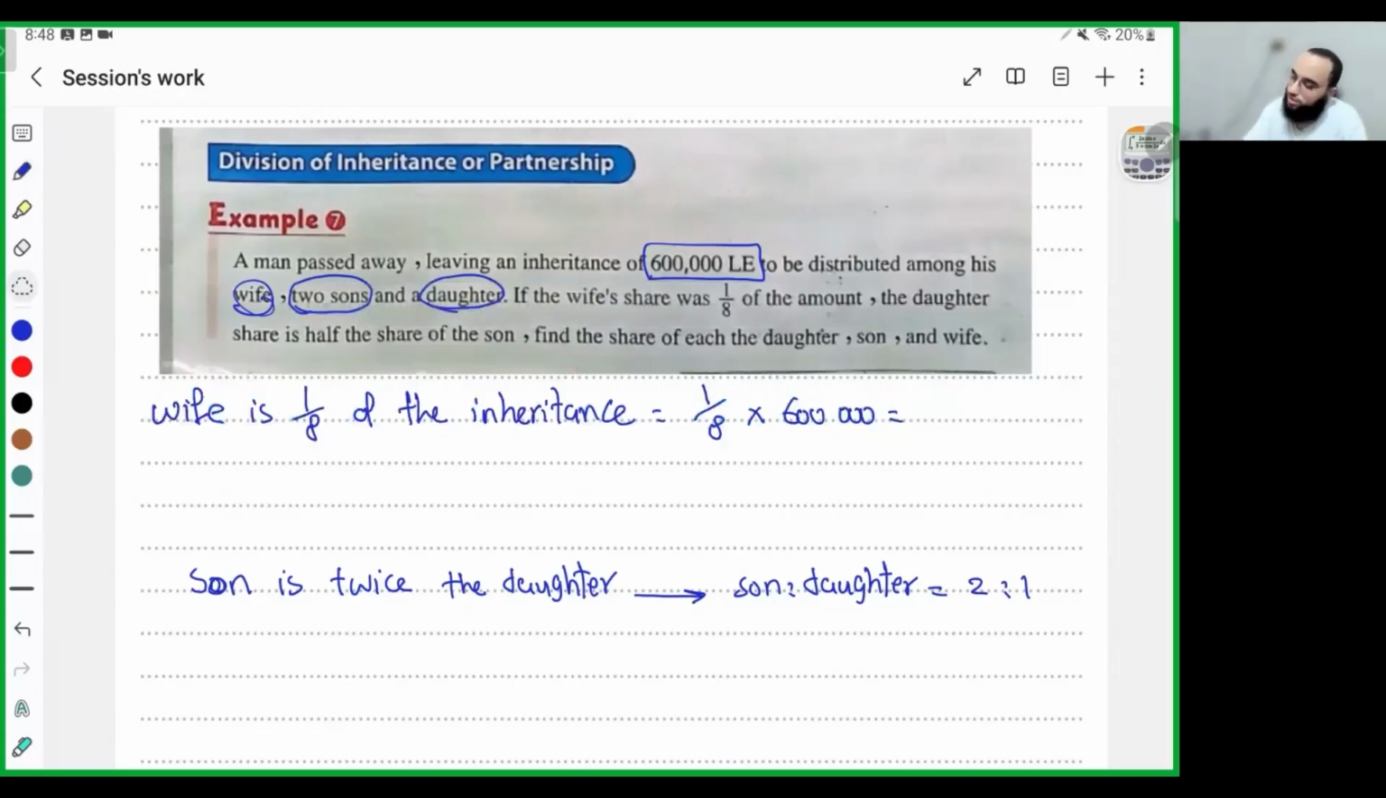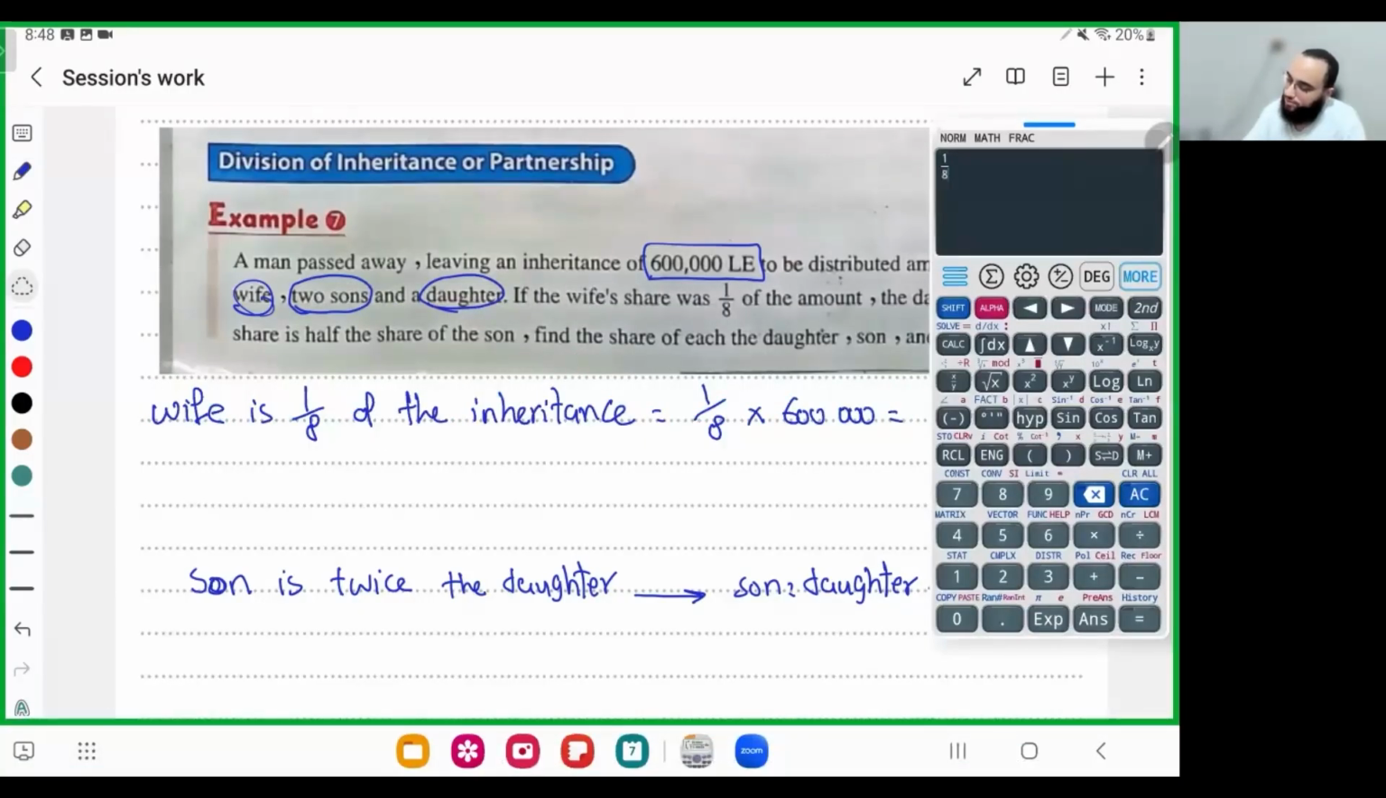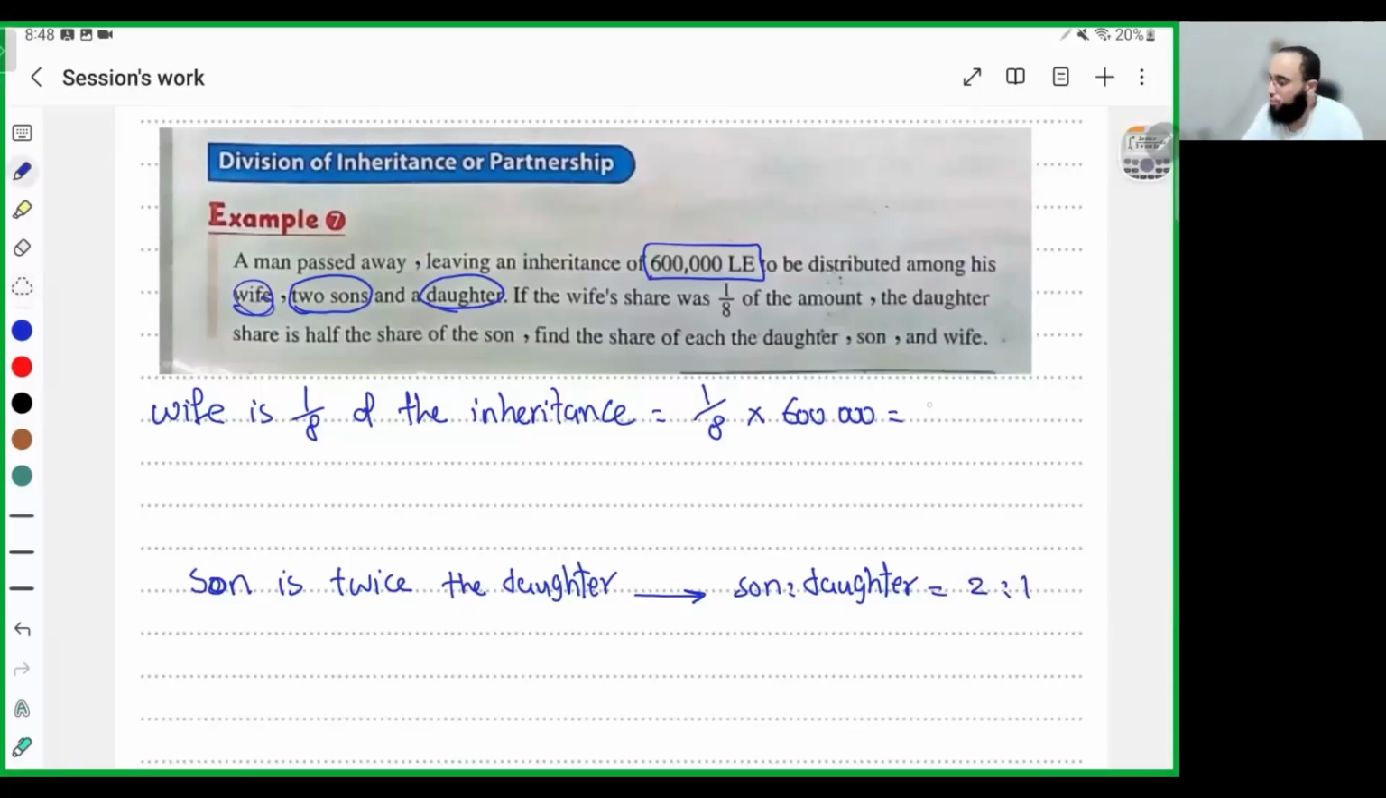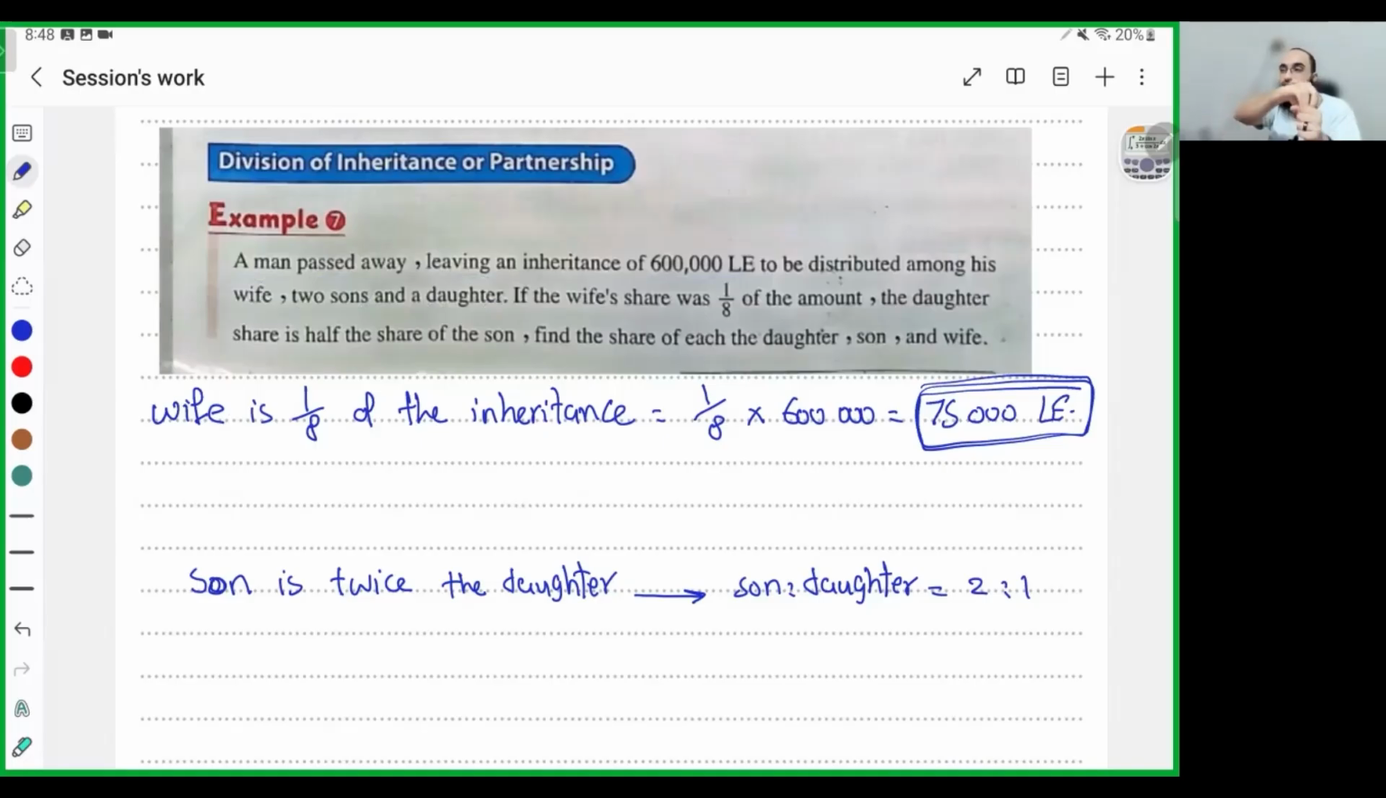Do it with the calculator. 1/8 times 600000. It's what? 75 and 3 zeros. So what is the share of the wife? 75,000 pounds. So firstly, before anything, we will take out from the whole of the money 75,000 pounds. I will give it to the wife. So we will call the wife. You are the wife of the man who died. Take 75,000. That's your share, and the rest we'll divide among the sons and the daughter.